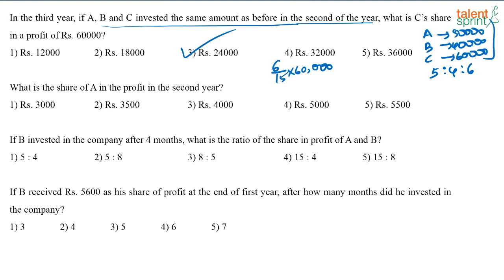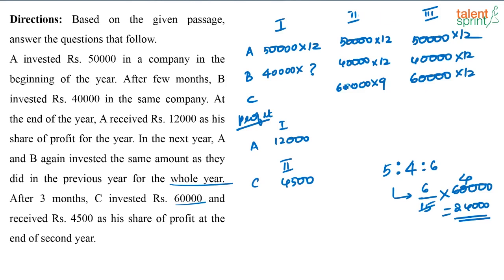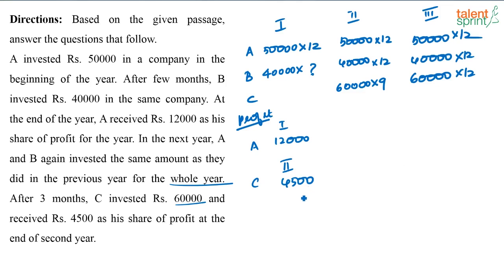What is the share of A in the profit in the second year? In the second year, the profits will be shared in the ratio, again do away with the zeros. 12 you cannot do away with because you have a 9 here. The ratio of profits will be 12 5s are 60, 12 4s are 48, 6 9s are 54. So this is the ratio in which the profits will be distributed.